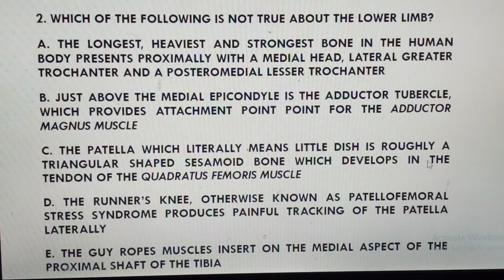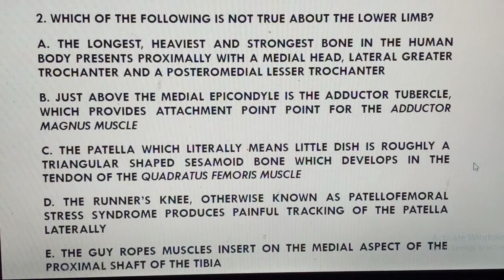So let's go to question number 2, and question number 2 says, which of the following is not true about the lower limb? Option A says, the longest, heaviest, and strongest bone in the human body presents proximally with a medial head, lateral greater trochanter, and a posteromedial lesser trochanter. Yes, this is actually a very true statement. I'll show you that. Now, option B says, just above the medial epicondyle is the adductor tubercle, which provides an attachment point for the adductor magnus muscle. Yeah, this is actually a very true statement.